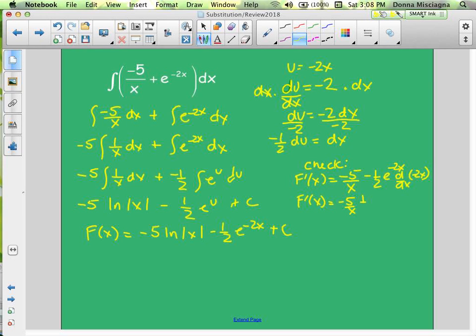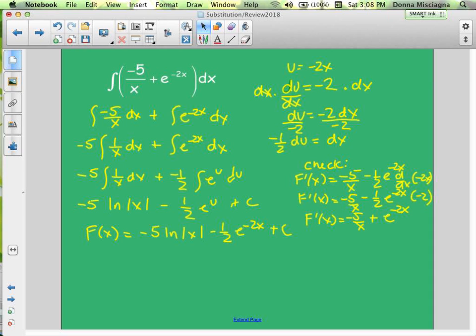Oh, excuse me, we got one little error here. I'm sorry, I didn't take the derivative yet. Well, I wrote it down, but never actually took the derivative. So why don't we take the derivative, and then we can simplify. So still f prime of x equals negative 5 over x, and then minus 1/2 e to the negative 2x times the derivative of negative 2x, which is negative 2. So negative 1/2 times negative 2 is positive 1, so now we have f prime of x equals negative 5 over x plus e to the negative 2x. And we see we got right back to where we started from.